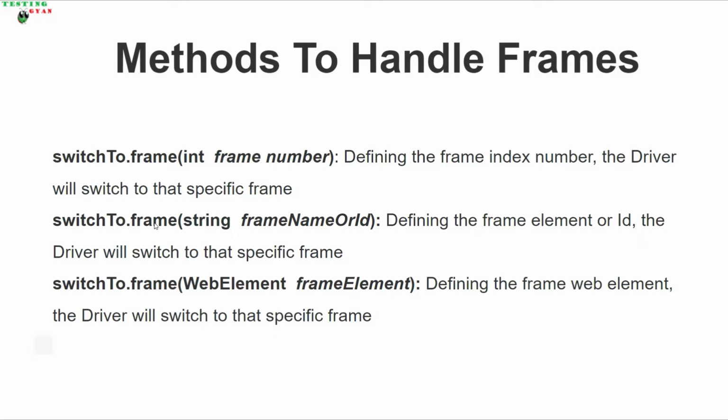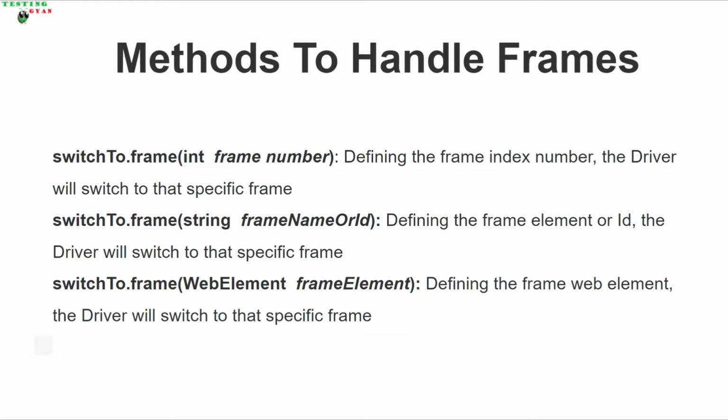Then we can use the frame name or ID. And the third one is that we can create the web element for the frame, like driver.find element, and in the find element I can give the locator of my frame. This way I can provide a web element of the frame. And like window handles, here we also use switch to, that is, switch to this frame, specifying the frame based on index, name or ID, or the web element.